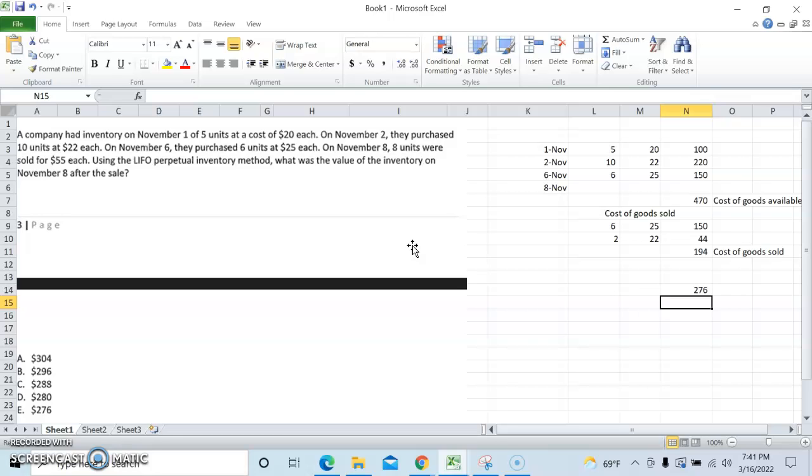This is how you want to solve every inventory problem. You want to find your cost of goods available for sale first, add up all your purchases, find your cost of goods sold, and then, if you need to find your ending inventory, you're going to take cost of goods available for sale minus cost of goods sold. That's how you tackle all these inventory problems.